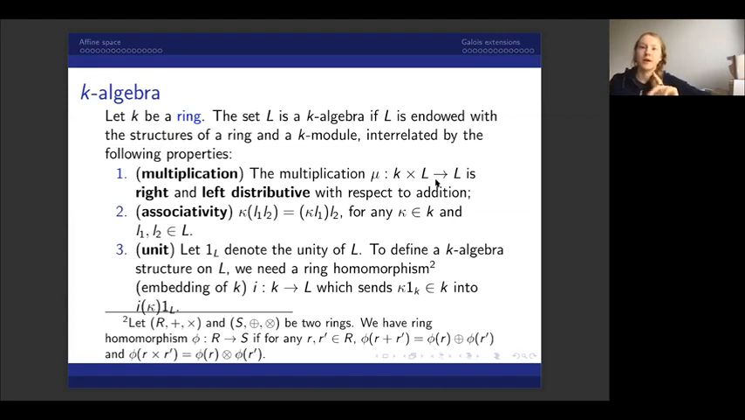That's the first condition. The second condition is called associativity. So if you take any element in your ring K, and you multiply it by some product of elements in L, so L1 and L2, well, this amounts to multiplying that element in K with L1, times L2. This is associativity. Okay, so these are two important properties, and then you have the unit. So this is algebra. You need multiplication, associativity, and unit, as always.